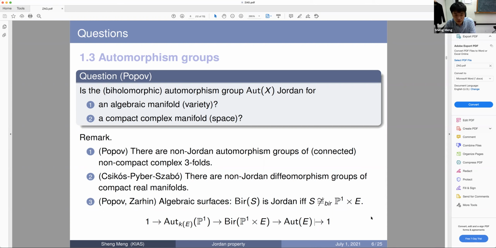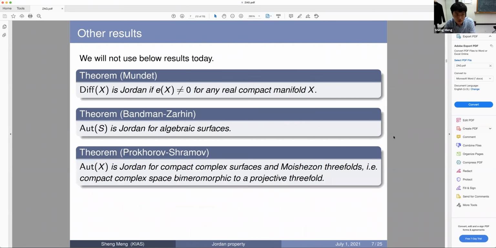Okay. So these three questions say that many of our assumptions cannot be generalized. Here it is an automorphism group, and compact, complex. I'll mention some other results which we will not use today.